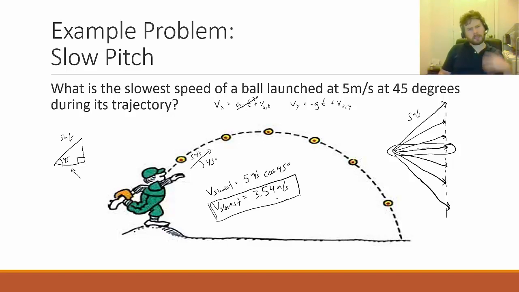And this is not intended to be a particularly technical problem, but to help you visualize what happens to the velocity vector over time of a projectile. And again, the only thing that changes is the vertical component of it, not the horizontal component of it.